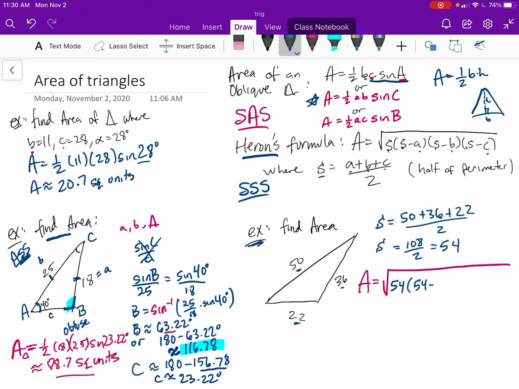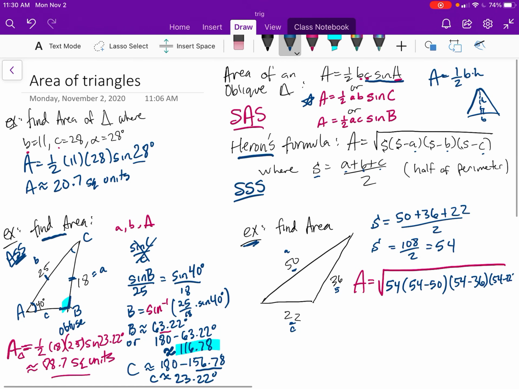54 minus a. It doesn't matter which one you call a, b, and c. Right, I'll just call this one a, b, c. It really doesn't matter. 54 minus 50, 54 minus 36, 54 minus 22. Okay, like I said, usually those steps I just do in my head though.